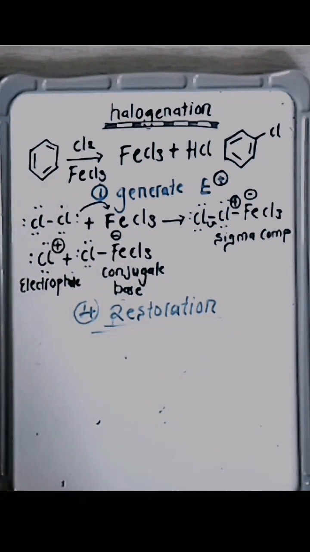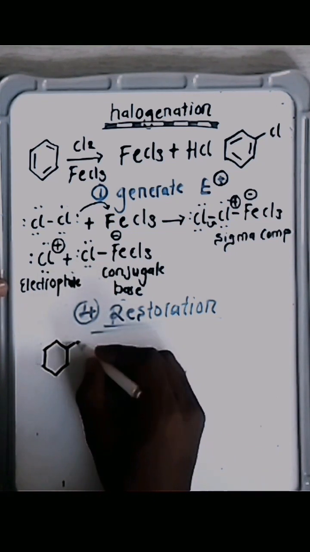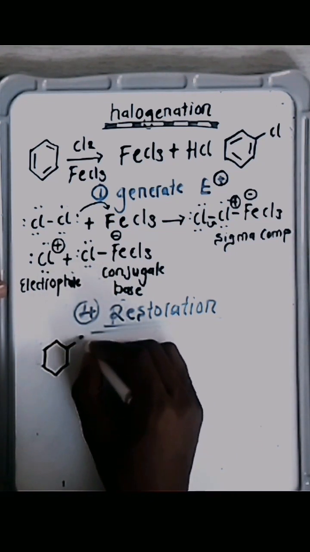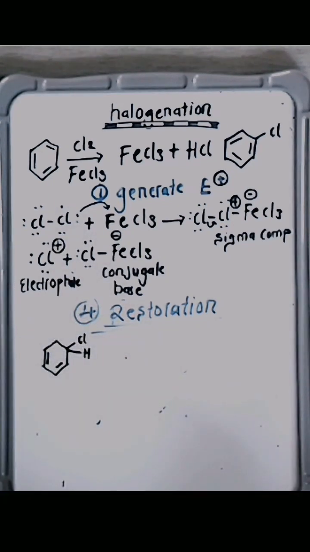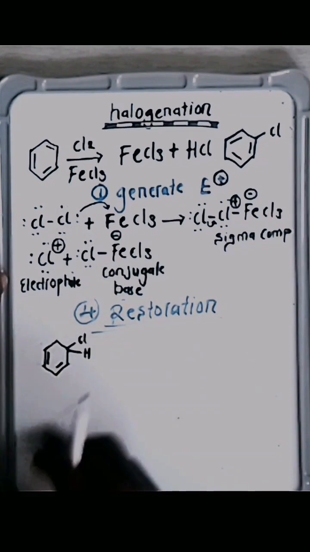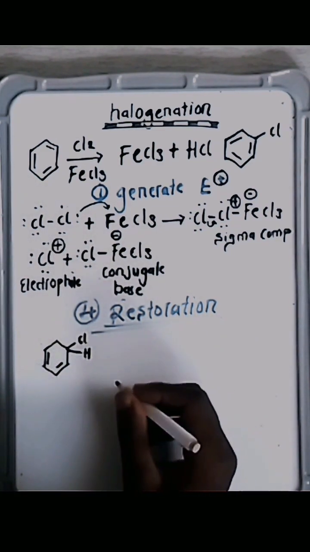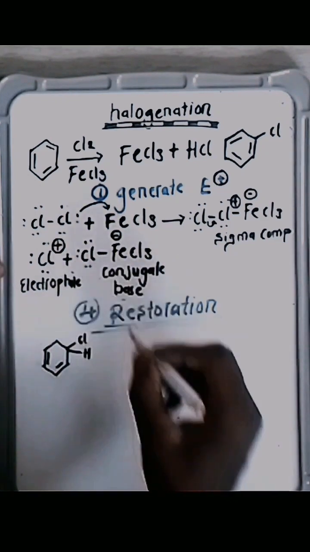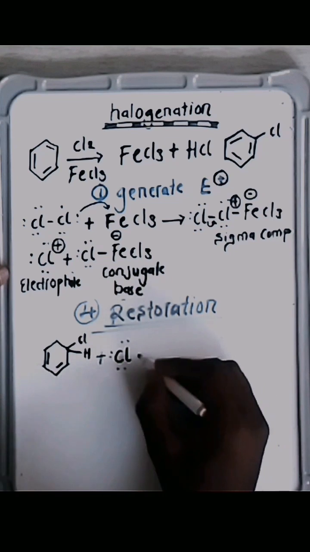So in restoration, what are we doing? We start with the version of benzene that lost aromaticity. So it looked like this, right? And so we're trying to restore aromaticity. This part here is sp3 hybridized. It's tetrahedral. And so we need to restore our aromaticity. And so we do that by using the conjugate base. So we say plus the conjugate base, like this.